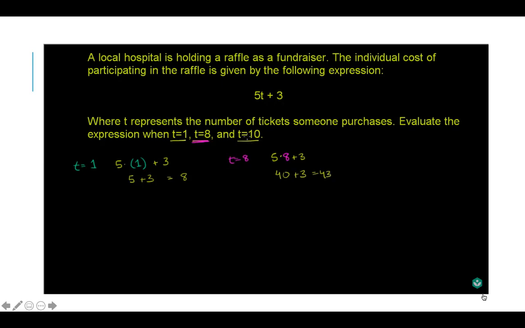And so we have the last situation with t equal to 10. So 5t is 5 times 10. Instead of a t, we put a 10 there. 5 times 10 plus 3. 5 times 10 is 50, and then we have to add 3 to that, and that is equal to 53. And we're done.